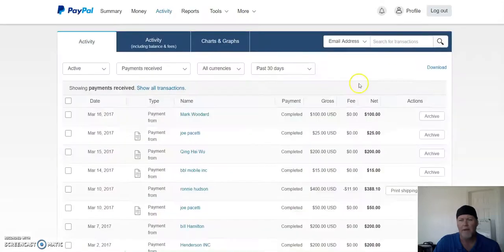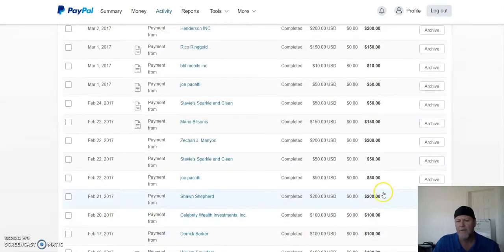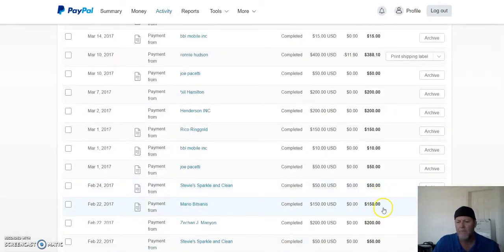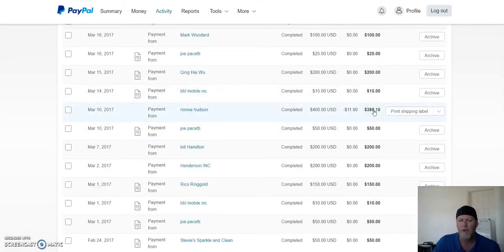So I'll go to my PayPal account real quick. This is my PayPal account. And starting right here on February 16th, I can make it go back to the 1st, and there's more money there, but who cares? It's not about me and what I'm making. It's about how much you can make and how I can help you get there. But if you look at these dollar amounts, I've got all these hundreds coming in. I got 200 there, 200 there, 150, 150, 200, 200.